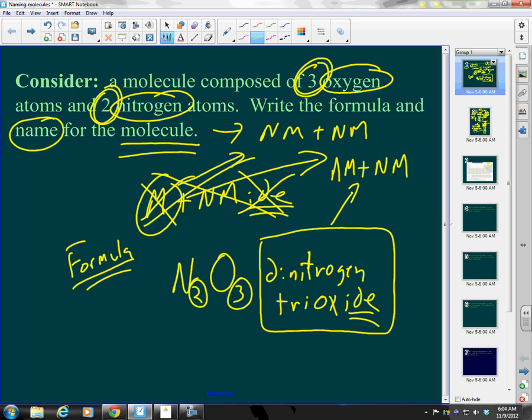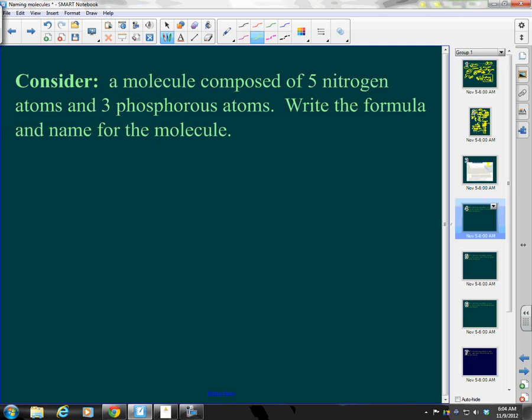What if I had a metal and a non-metal? Well, then I'd follow all the rules for my ionic, right? I wouldn't use prefixes. It would be some other name, right? Good. Here you go. A molecule composed of 5 nitrogen atoms and 3 phosphoruses. Bring me back when you're ready.